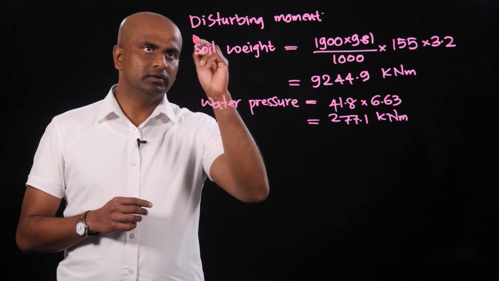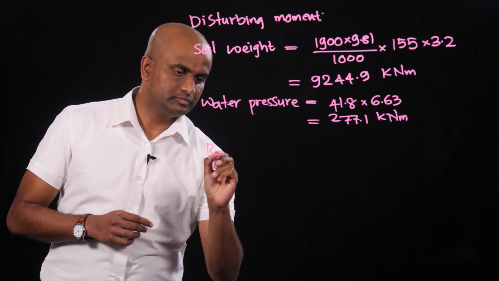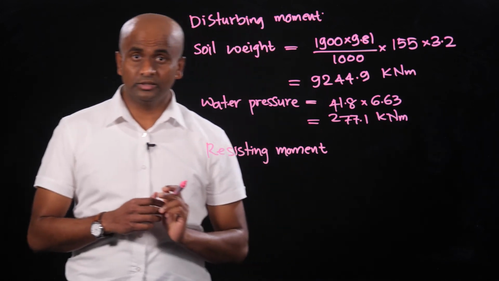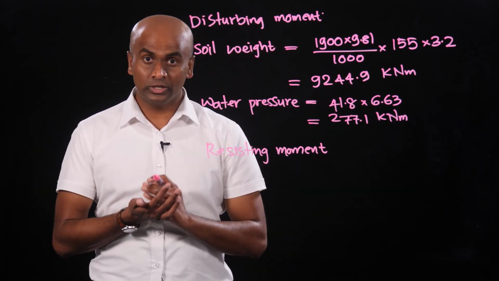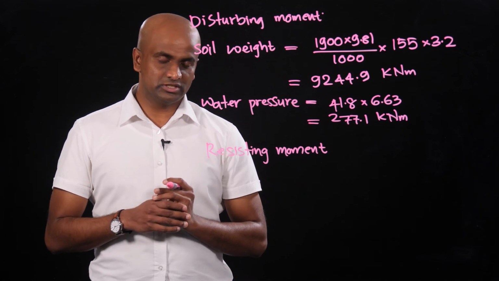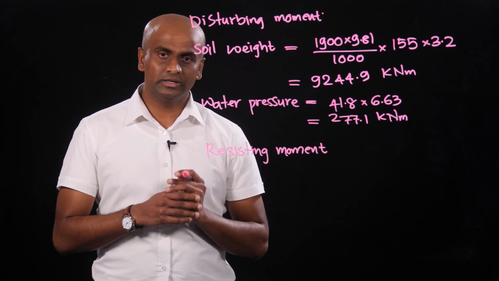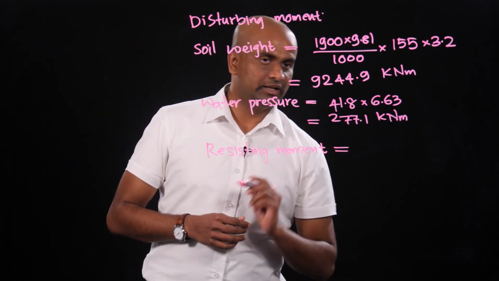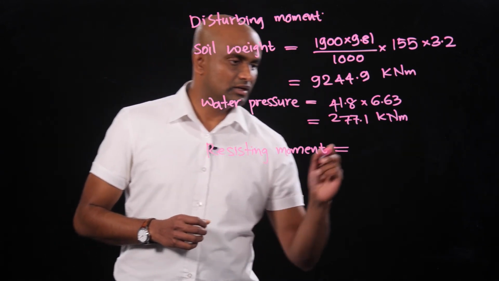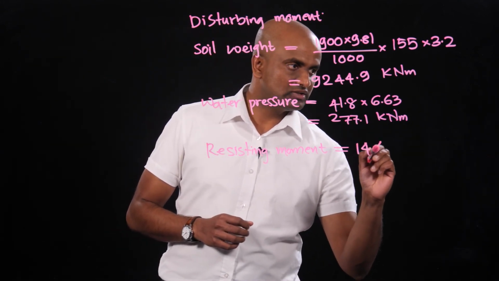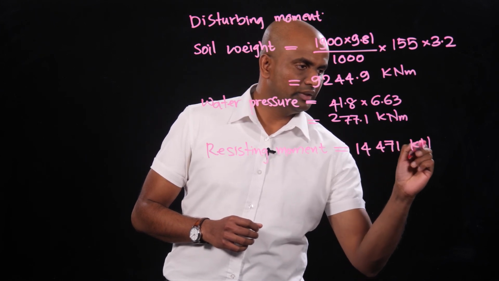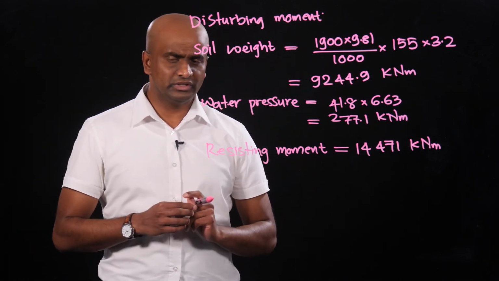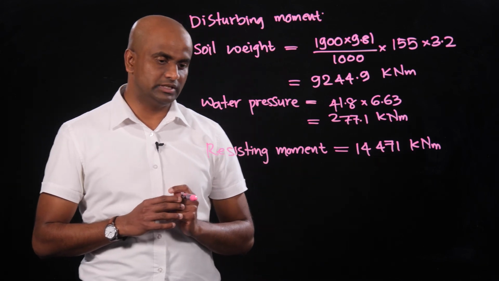And now we can also calculate the resisting moment. The resisting moment will still be provided by the strength of the soil. In this case we have a cohesive soil, therefore the cohesion of the soil will provide the strength. We calculated this strength before for part A, so we can still use that value because there is no change for the resisting moment. We calculated that as 14,471 kilonewton meter. So the resisting moment is not going to change whether the channel is fully filled or empty.